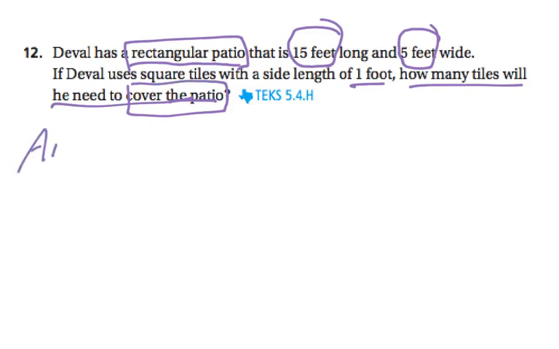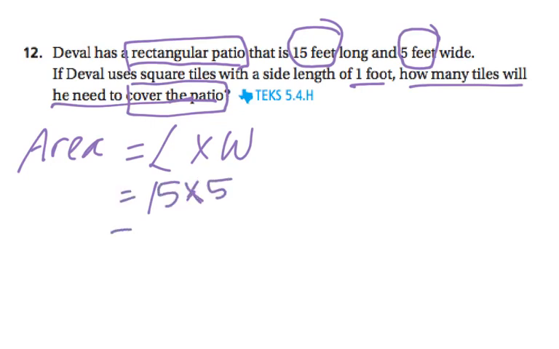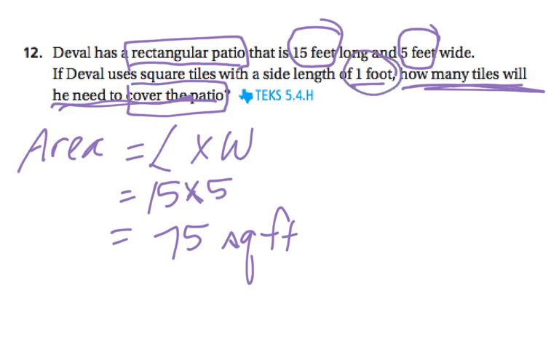This lets me know that this is an area problem. And remember, our formula for area is length times width. So I first want to figure out the square footage of the actual patio. So that's going to be 15 times 5. I've seen this so many times. I know that that is 75 square feet. Okay, so now they're asking how many tiles will he need? Well, each tile has a length of 1 foot and they're square tiles, so that means that the area of each tile is 1 square foot. So if I need 75 square feet, he will need 75 tiles.